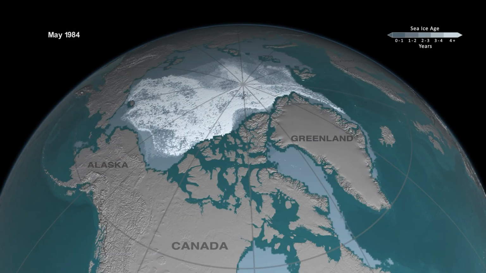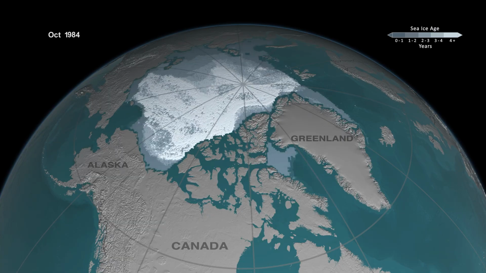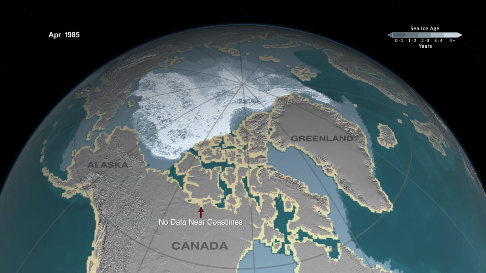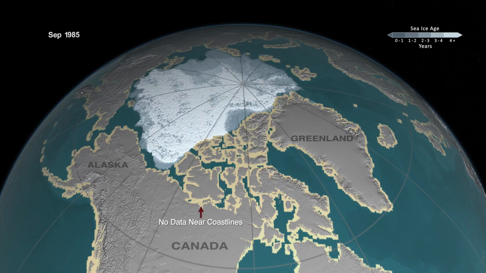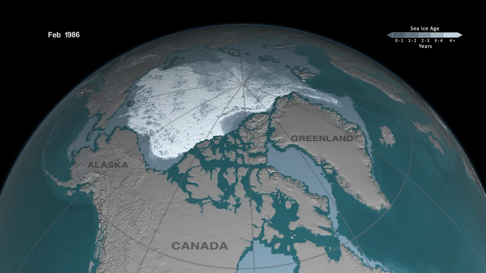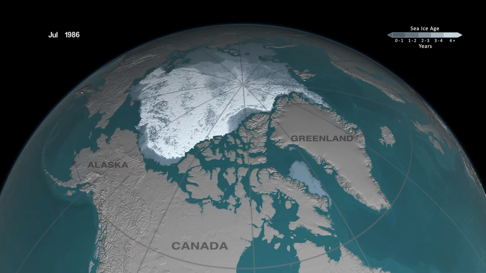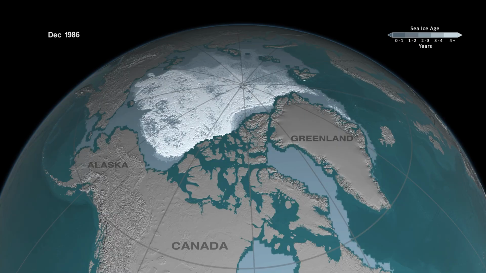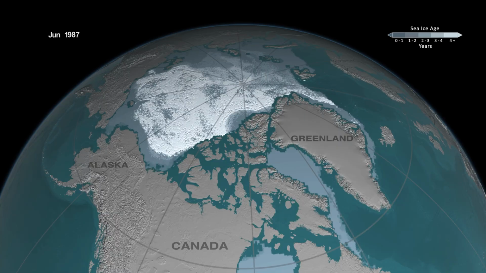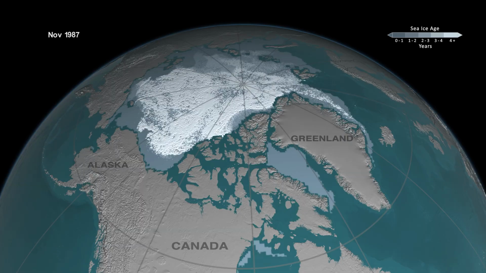In this animation, we're taking Arctic sea ice into the third dimension. Here, we're looking at the ice age, which is an indicator of thickness. Generally, older ice is thicker ice. That's the voice of Dr. Walt Meier, senior research scientist at the National Snow and Ice Data Center.